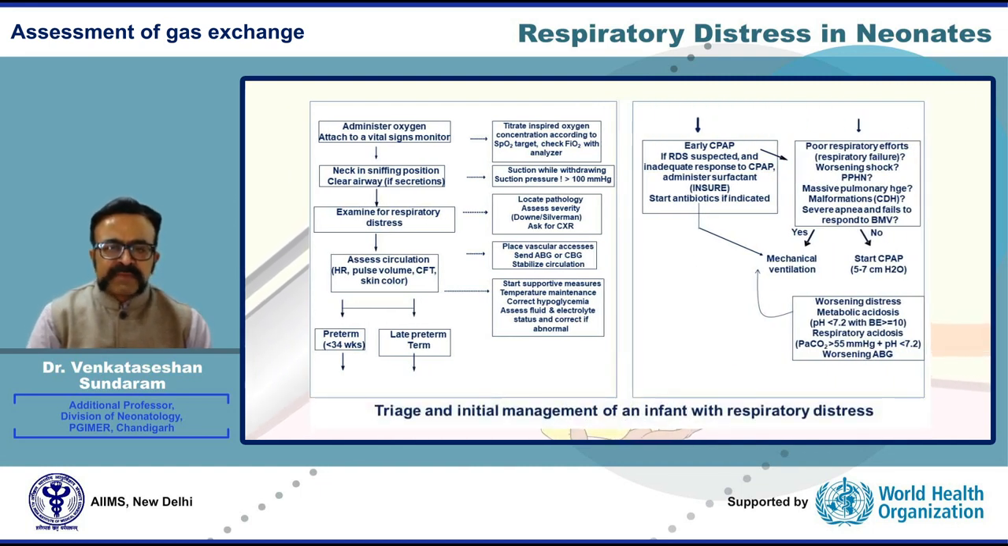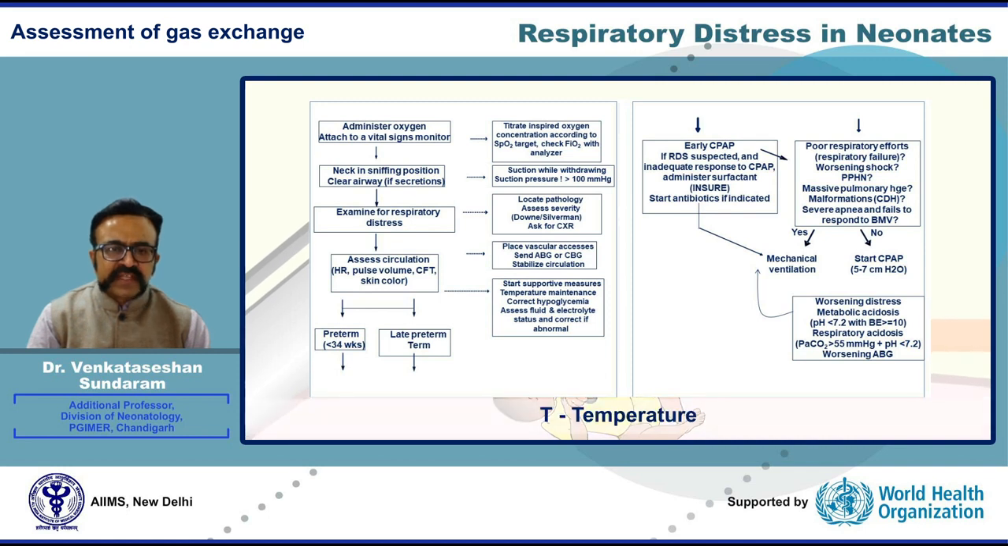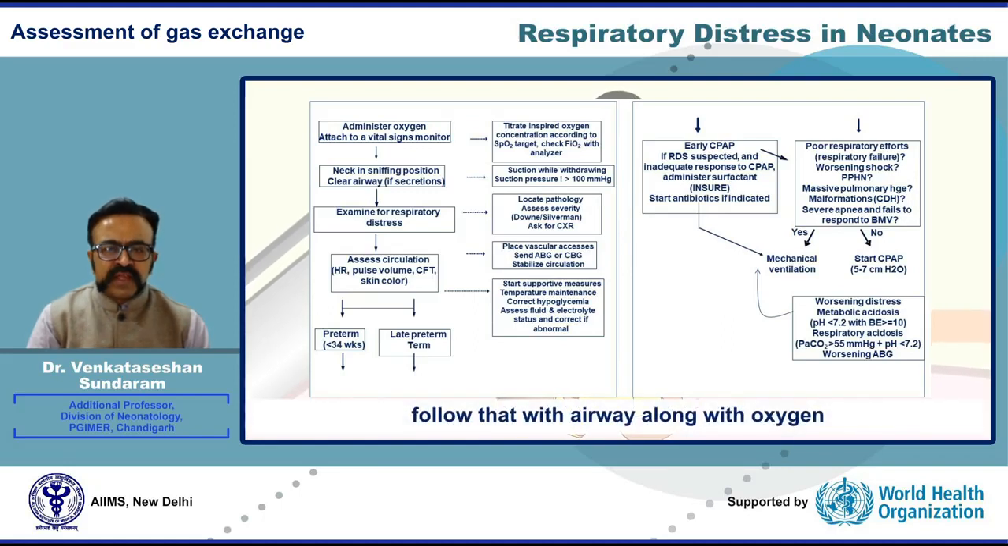Now let's go to the management of respiratory distress. In the initial management of the newborn with distress, it starts with an effective triaging to look at the sickness level and take steps accordingly. Remember the acronym TABCD, which indicates temperature, airway, breathing, circulation, and drugs, and follow that with airway along with oxygen. The next steps of management would differ based on gestational age.